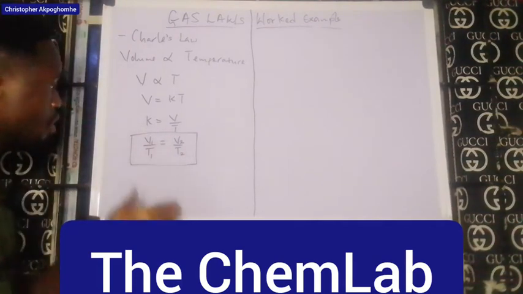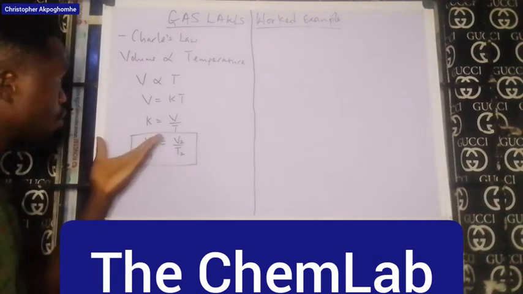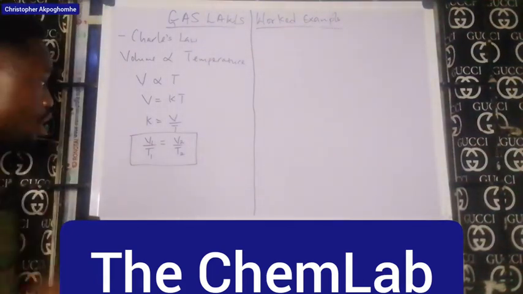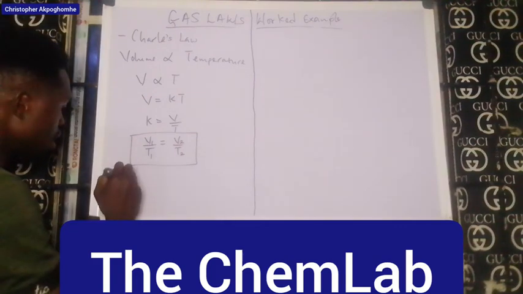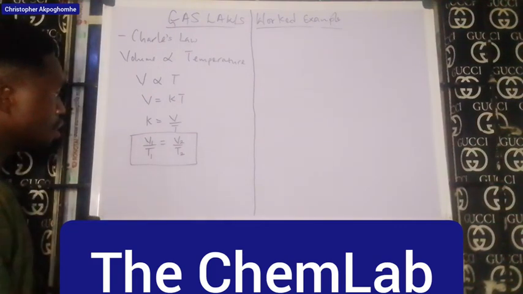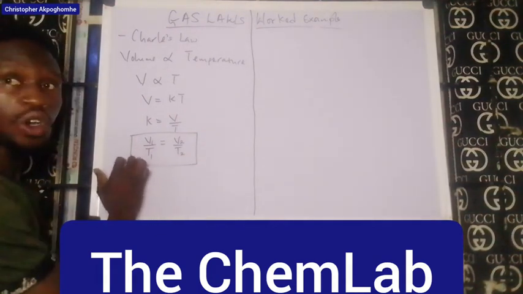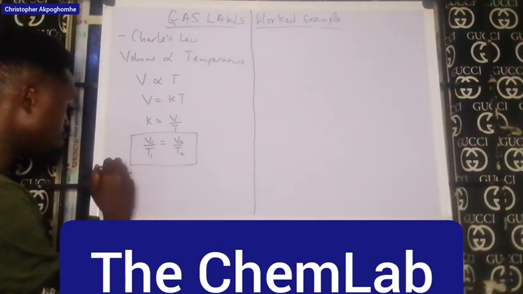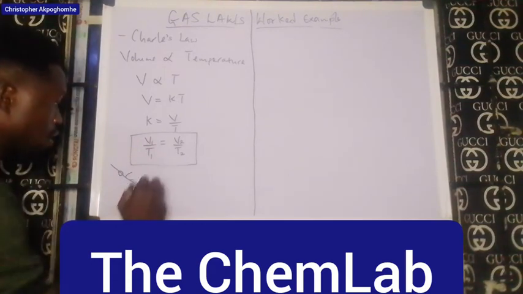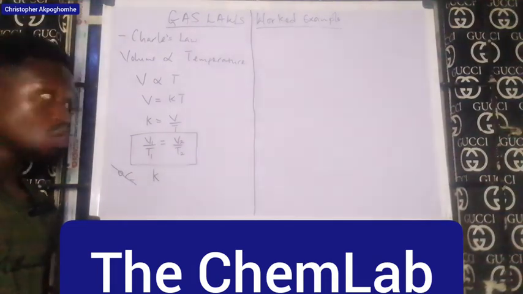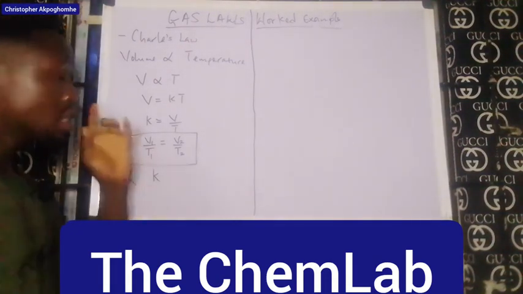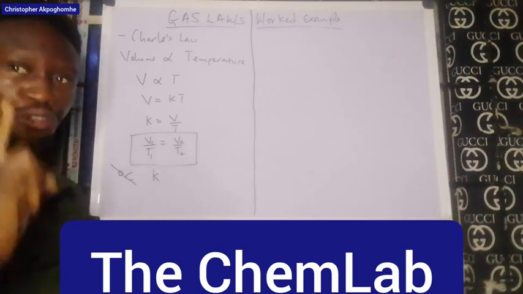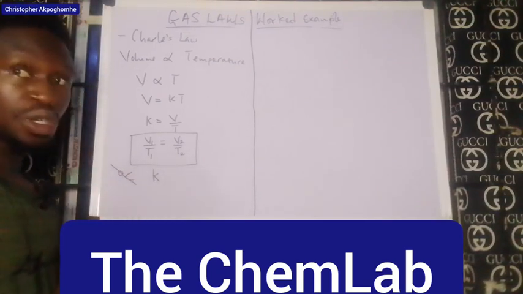Now let's look at a question under Charles law to actually prove the validity of Charles law. Before we continue, you must take note of this. The temperature in this case is not expressed in degrees Celsius. It's expressed in Kelvin. So Charles law can also be stated as the volume of a given mass of gas is directly proportional to its temperature in Kelvin, provided that pressure remains constant.